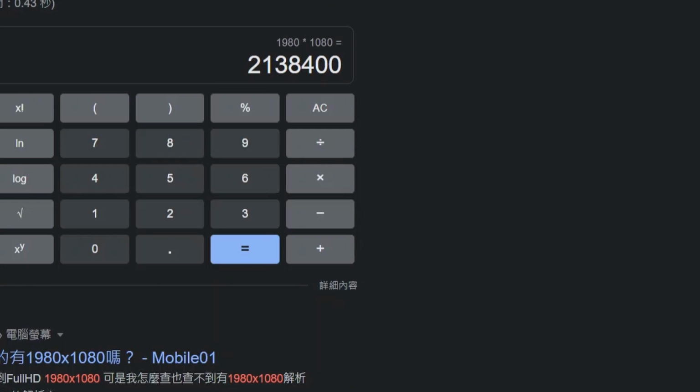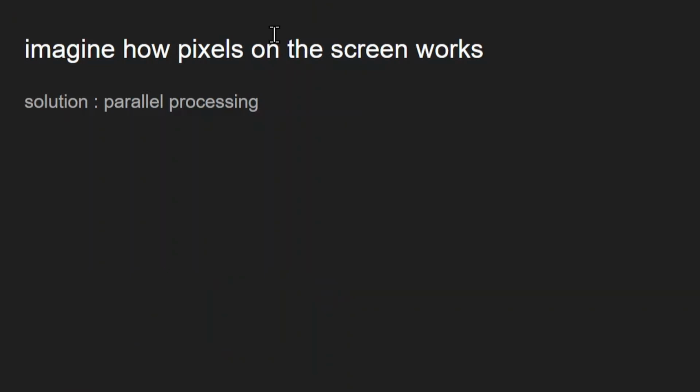And imagine having to calculate through all 2 billion pixels every single frame, 60 times a second. Even with the most powerful CPU, that's not gonna cut it. So our solution is parallel processing.